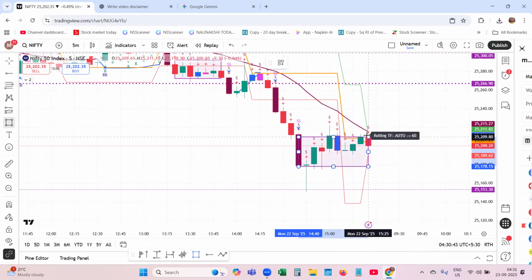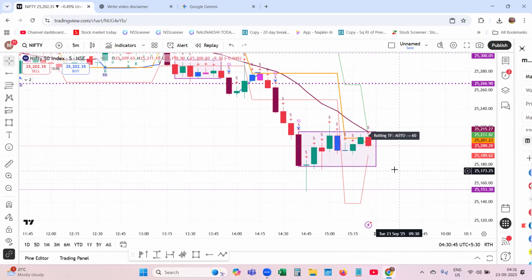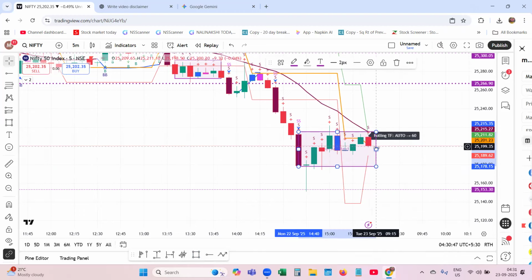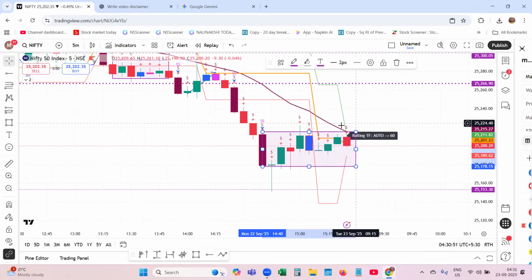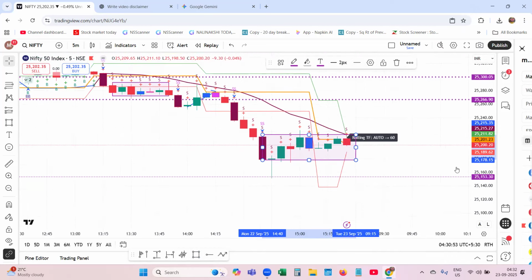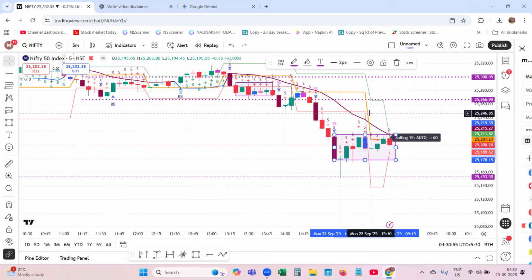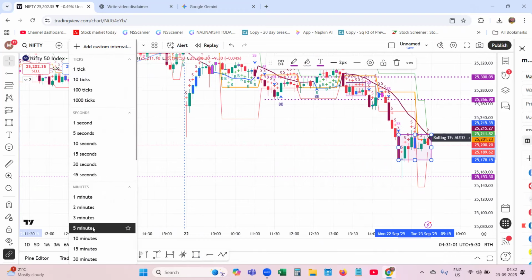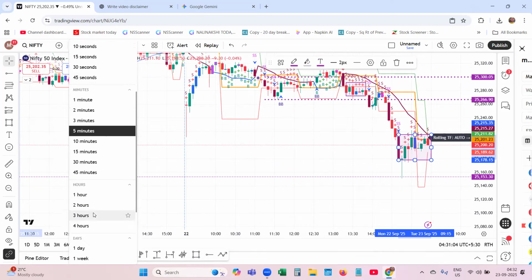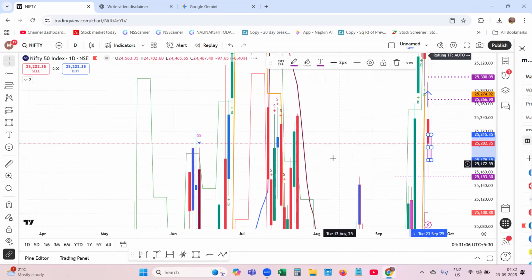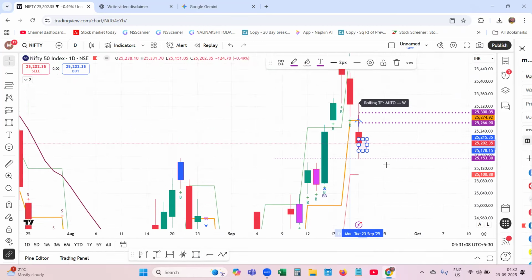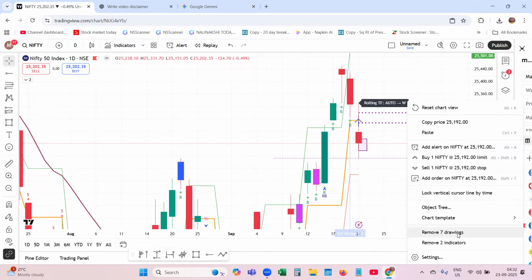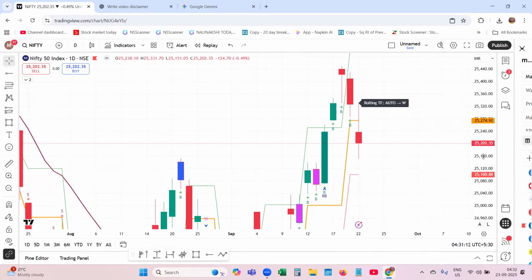After tomorrow, we need to see whether the market will continue down like this, or a reversal will come in the market. Let us see what has happened on the Nifty. Let us go to daily time frame. Let me remove the drawings. This is the hourly strategy. You can do that.